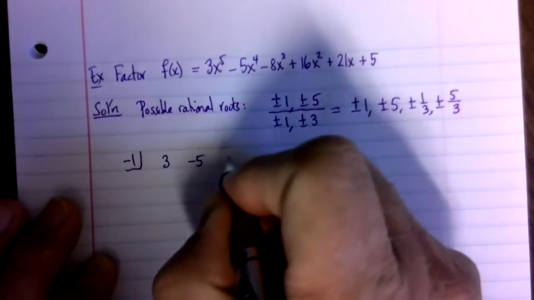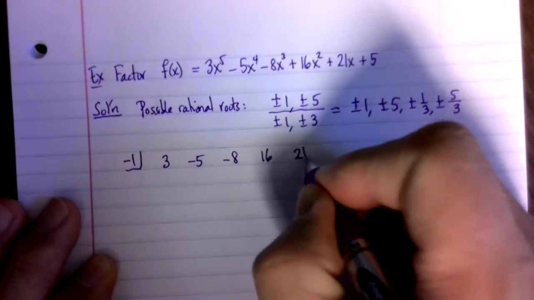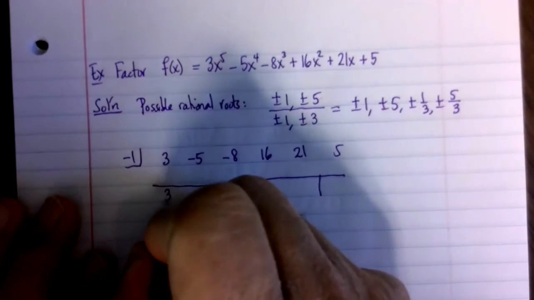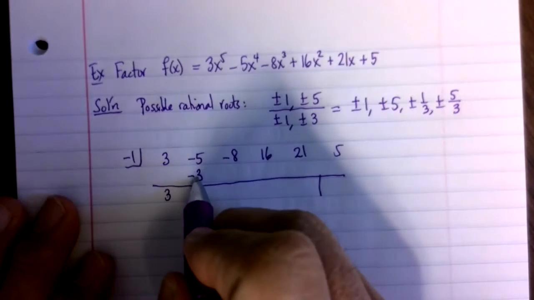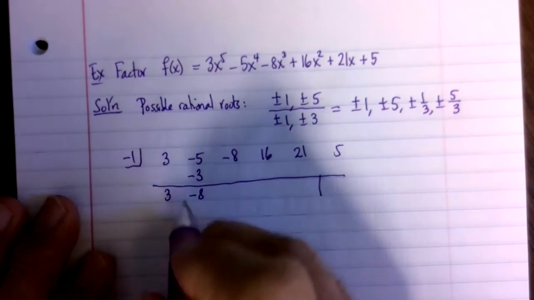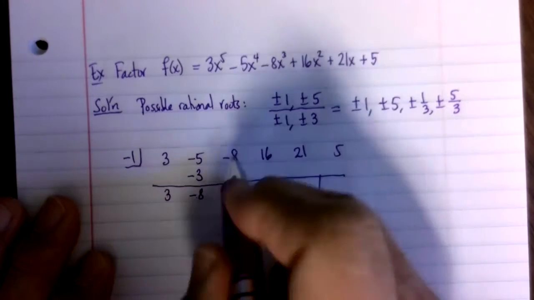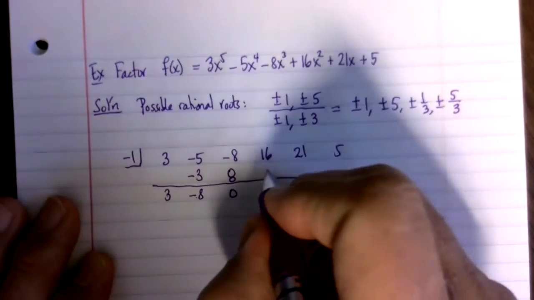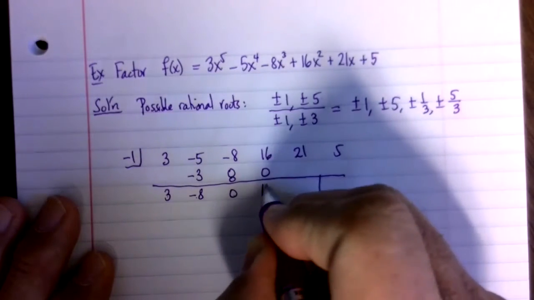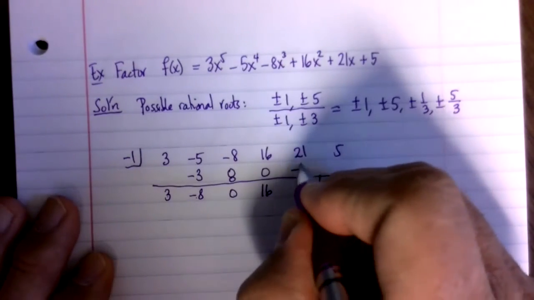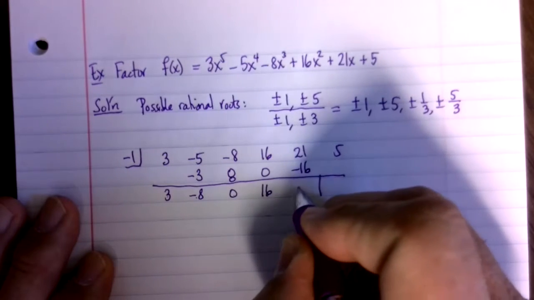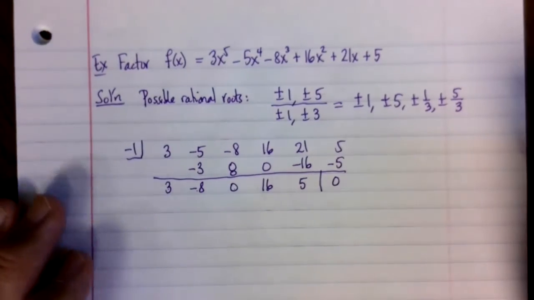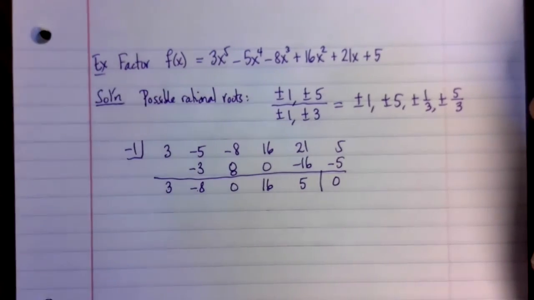So 3, -5, -8, 16, 21, 5. And if I plug in, so 3 comes down, 3 times -1 is -3. -5 plus -3 is -8. -8 times -1 is 8. -8 plus 8 is 0. 0 times -1 is 0. 16 plus 0 is 16. 16 times -1 is -16. 21 plus -16 is 5. 5 times -1 is -5, and I get 0 as my remainder. So this shows that it does indeed factor.